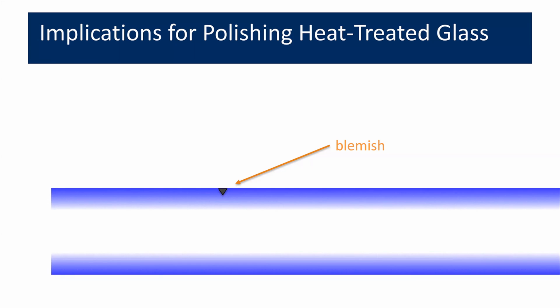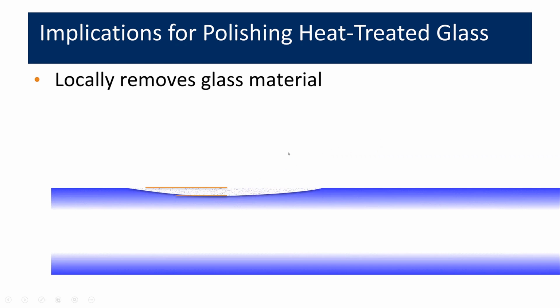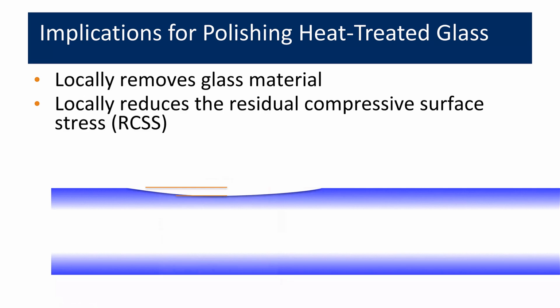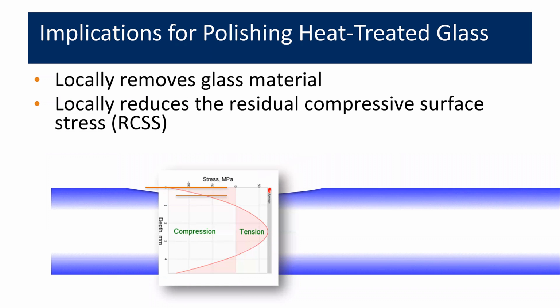All right, so what are the implications of polishing heat-treated glass? As we mentioned, we have a blemish, as shown here, and when I polish the glass, we're actually removing glass material. So at the point of polish, we have a zone of thinner glass thickness compared to the original glass thickness. In addition to that, we reduced some of the residual compressive surface stress as well, because that was part of the thickness.